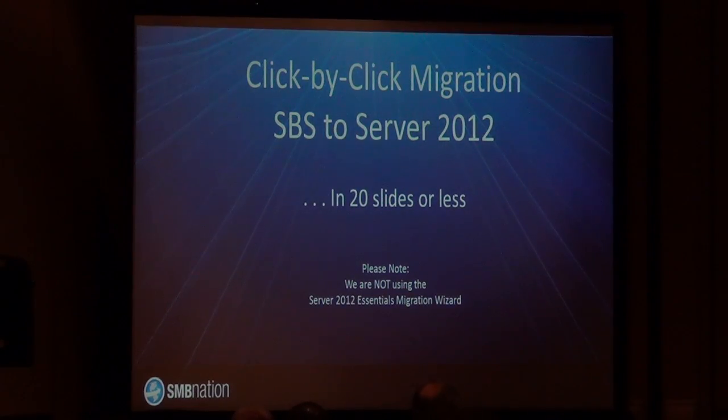Okay, so we're going to look at a click-by-click of moving from SBS to Server 2012, to the standard server environment. Note that we are not using the Server 2012 migration wizard. Two key reasons for this. One, it is destructive of the old system. The first thing in the instructions at the end of the resource section slides you're going to see is, before you do this, have a really good backup because we're going to destroy your old machine.